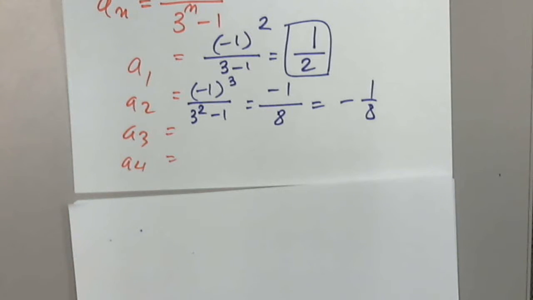If I have this, how do I get the first term? Replacing n by 1. If I have this, how do I get the second term? Replacing n by 2. And so on and so forth. Is that clear? Okay.